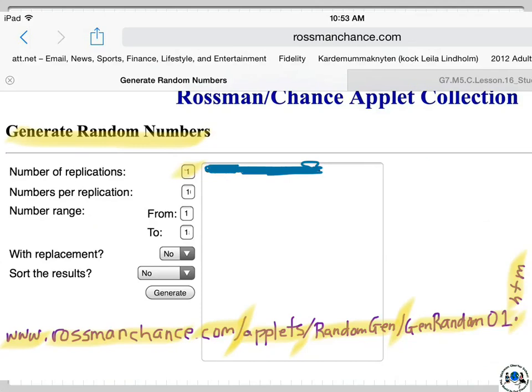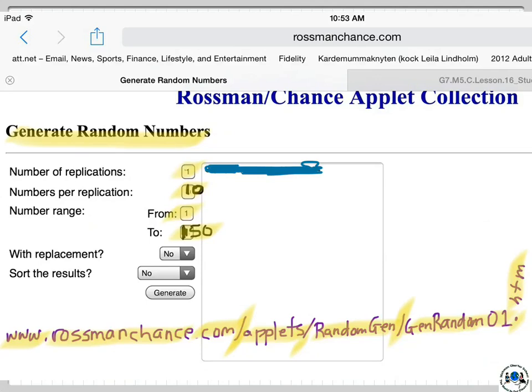Numbers per replication is going to be 10. We want 10 numbers generated. That's pretty much what we're going to have. And then the number range, of course, is going to be from 1 to 150. So you're going to put 150 in this second one here, because that's what we want. We want to go from 1 to 150 because we have that sample of 150 best-selling children's books.